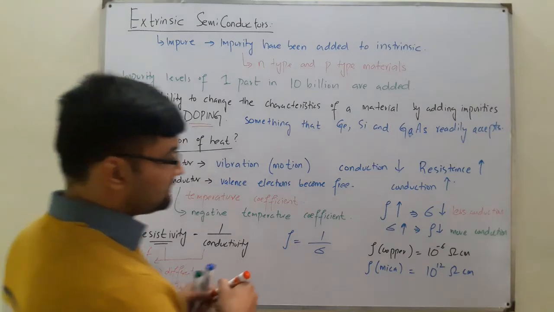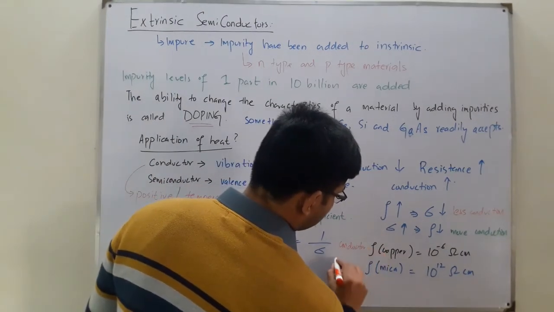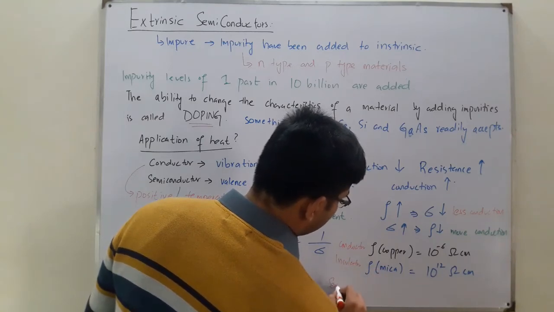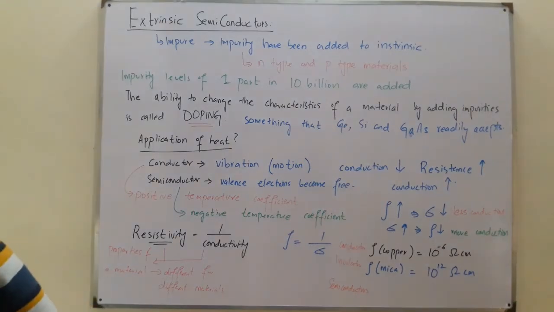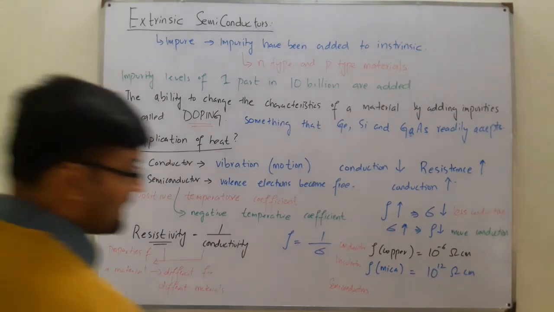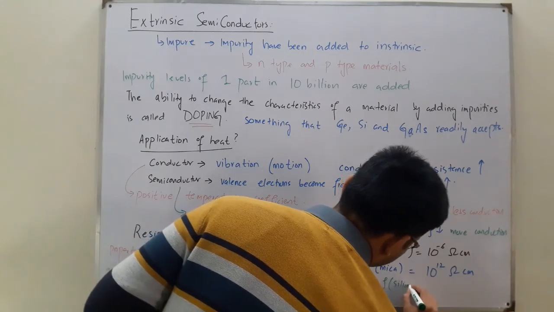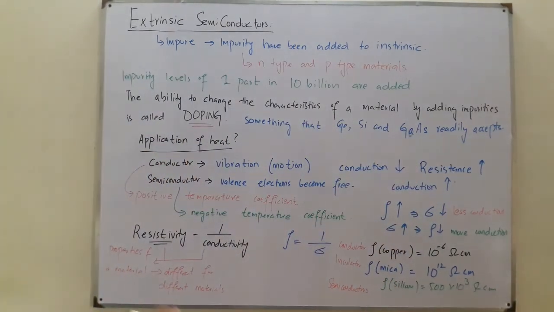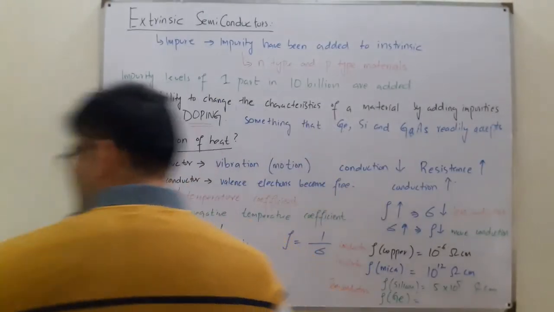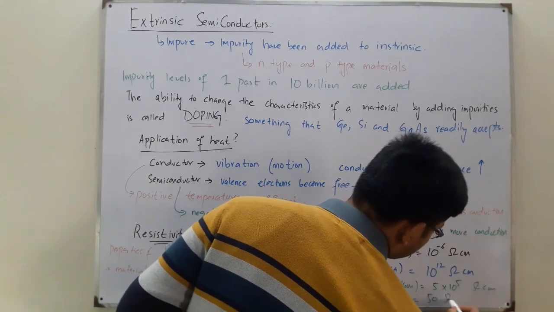Okay, this is for conductor. This is for insulator. And what do we have for semiconductors? For semiconductor, the value would be in between these two. We have the example of silicon and germanium. For silicon, it's 500 into 10 to the power 3 ohm centimeter, which is a high value, 5 into 10 to the power 5, right? And similarly for germanium, it is given as 50 ohm centimeter.